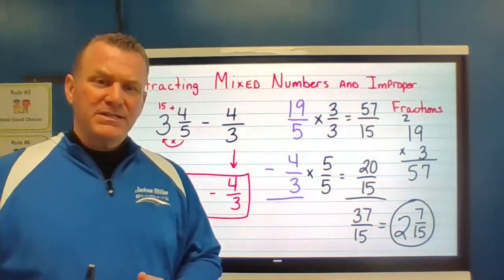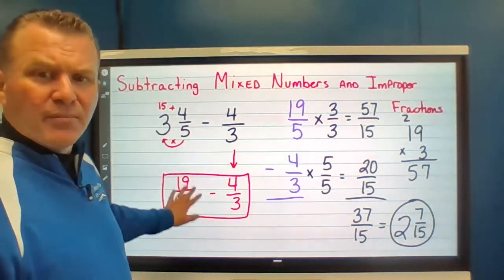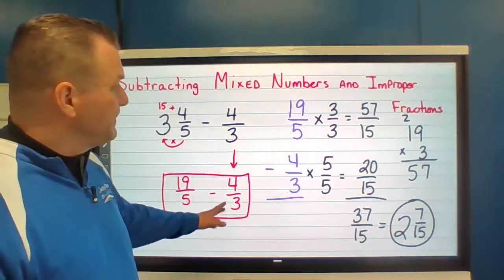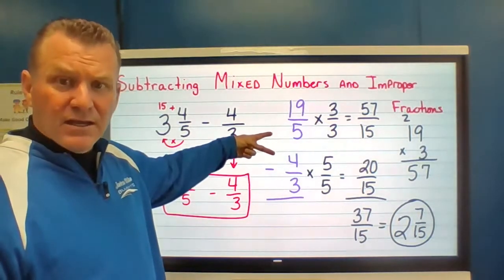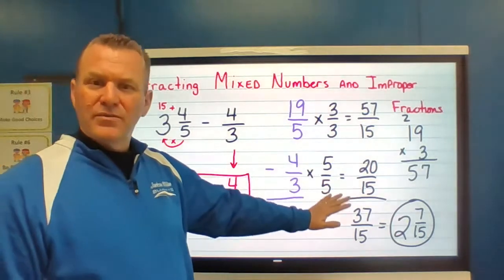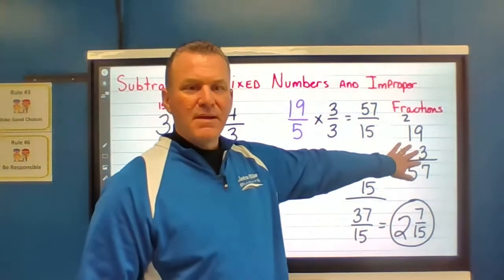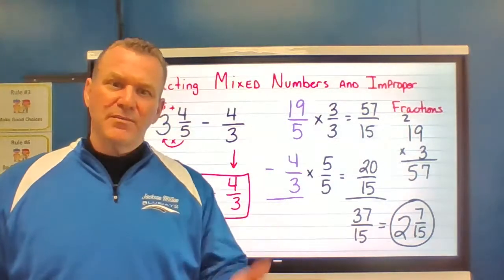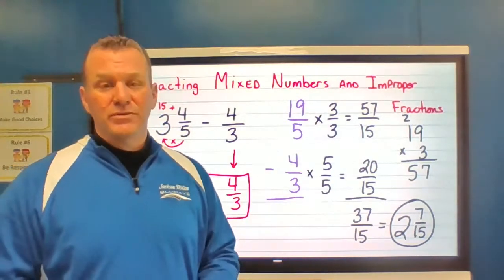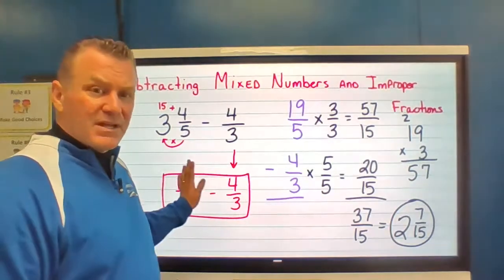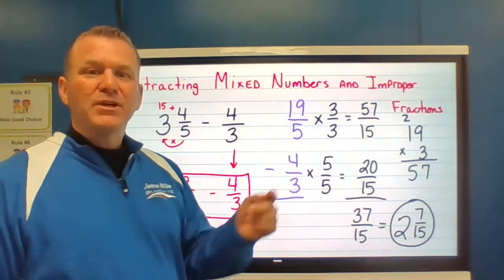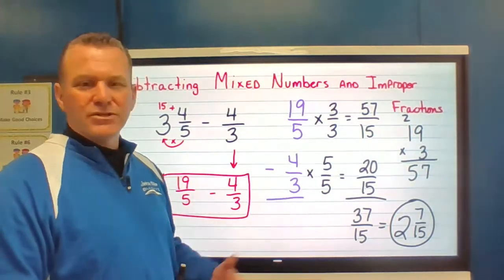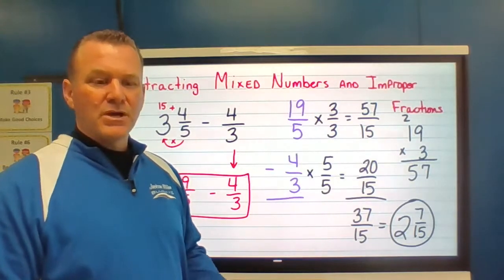If you go step by step, one step at a time, converting both to improper fractions, and then getting common denominators, the rest is easy math. This is easy math, and this is easy math. 37 divided by 15, you should just be able to skip count by 15, knowing it goes into it twice. Sometimes this looks overwhelming. Do it one step at a time, and it should be no problem for you to do. So I hope this helps.